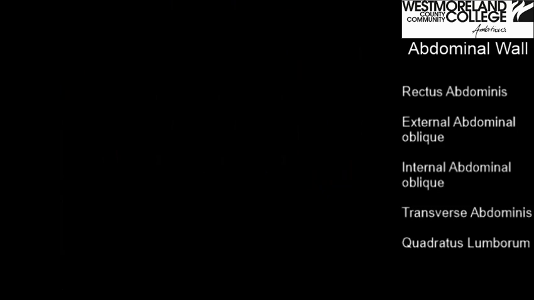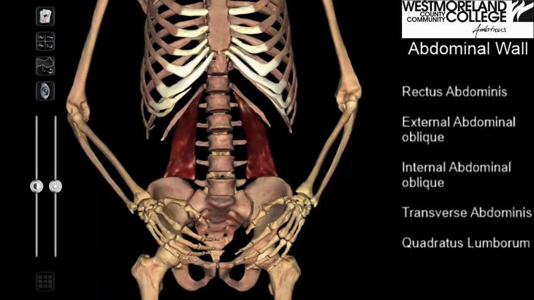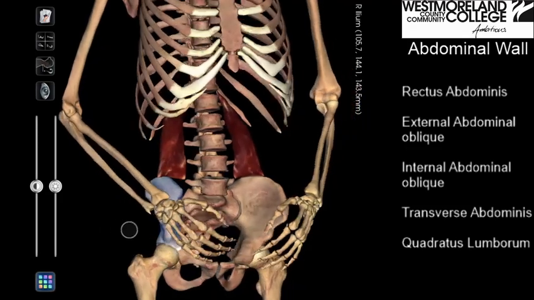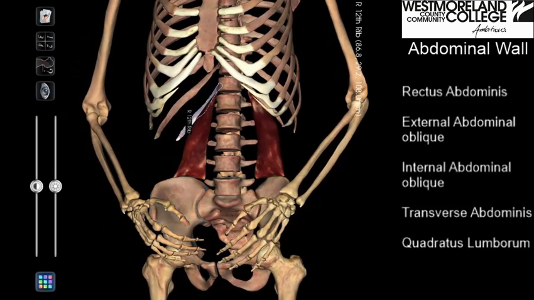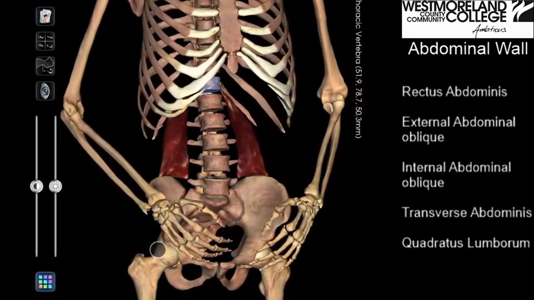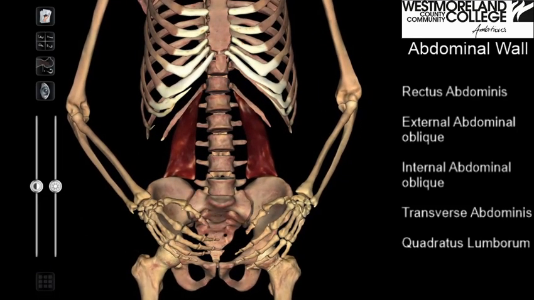To see the quadratus lumborum, we must go a little bit deeper and remove the rest of the abdominal muscles. And when posted, you can see it clearly from the ilium to the lumbar spine and the 12th vertebra. So this is going to not only extend the vertebral column when it's bilateral, but unilaterally it will be flexing the vertebral column.